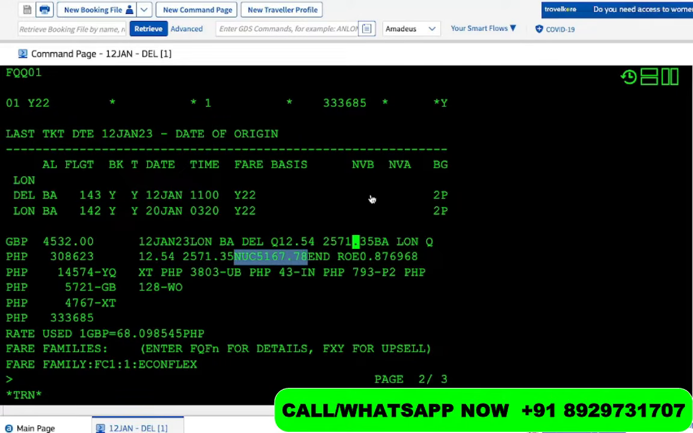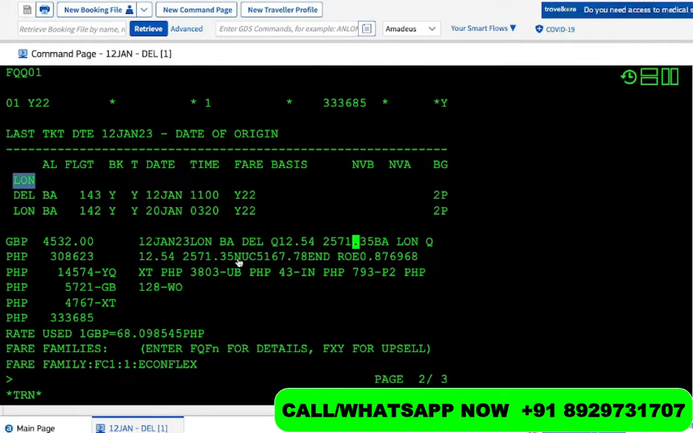this will be multiplied with the rate of exchange of the country of commencement. Let me make it clear. So I hope you have understood this 5167.78. Now see, we have this fare base which is 4532. Once you calculate both the base fares of the outbound and inbound flight, it converts it to the currency of the country of origin. The country of origin is the UK, Britain, and the city is London, so they use pounds there.